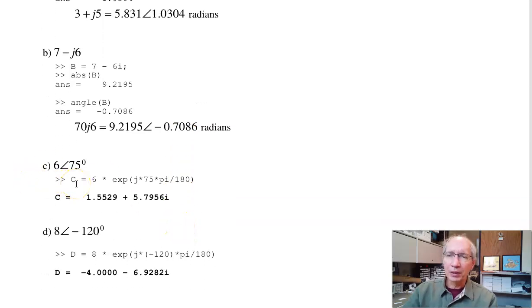Going the other way around. Again, in Matlab, everything's in radians, so in polar form, it's r e to the j theta, but theta's in radians. So if I have degrees, I've got to convert degrees to radians. So 6 at 75 degrees is, converting to radians, 1.5 plus j 5.79. 8 at minus 120 degrees is 8 e to the j minus 120 times pi over 180, minus 4 minus j 6.92.